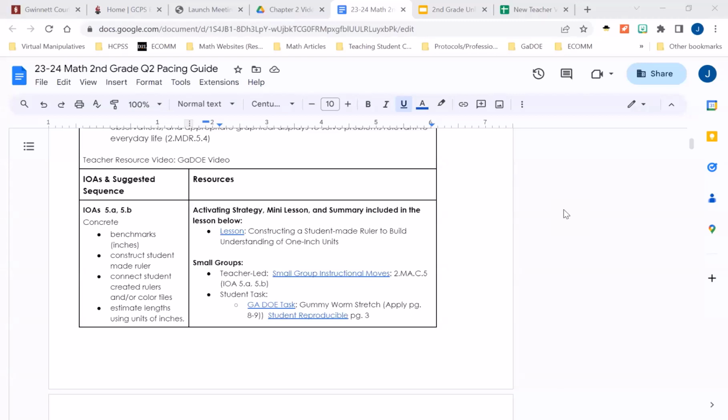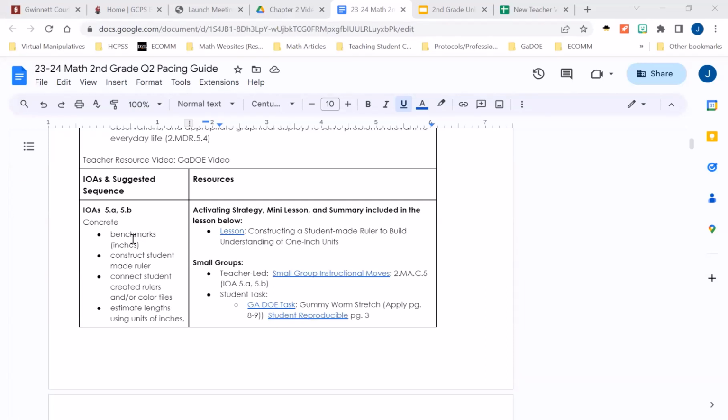Unit 3 begins with the clustering of IOAs 5A and 5B for a suggested 6 days. We are starting with this cluster of AKS because allowing students to construct student-created rulers using 1-inch colored tiles builds their understanding that the length of an object is the number of spaces between the hash marks and not the number of hash marks on a ruler. This understanding will then progress to students estimating and measuring using tools such as rulers, yardsticks, and measuring tapes.